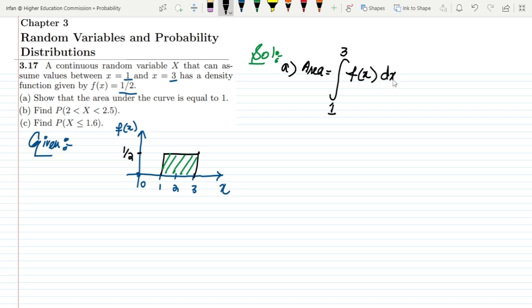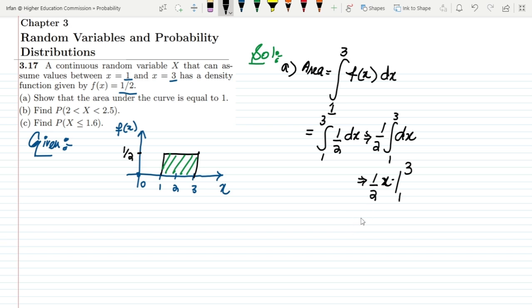d of x. Now here the value of f of x remains constant in between these values. So it becomes the integral from 1 up to 3 of 1 by 2 d of x. As this is a constant, it will come out of the integral and it will become 1 by 2 integral of d of x, which ultimately gives 1 by 2 multiplied by x, with the limits from 1 to 3.